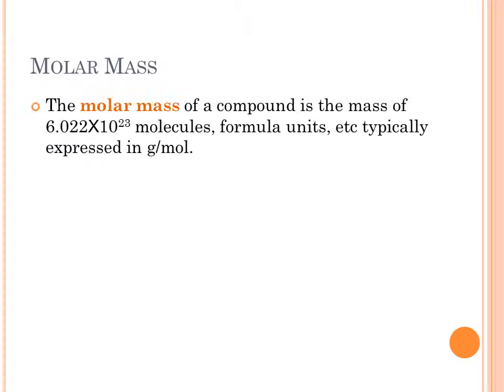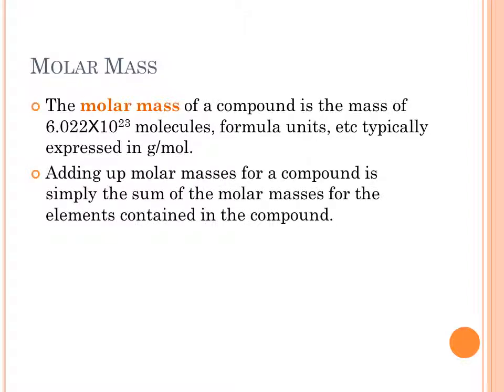So what's molar mass of a compound? Molar mass of a compound is the mass of exactly 6.022 times 10 to the 23rd molecules, formula units, and so forth, typically expressed in grams per mole. Adding up the molar mass for a compound is simply the sum of the molar masses or the atomic masses of each of the elements contained in the compound.